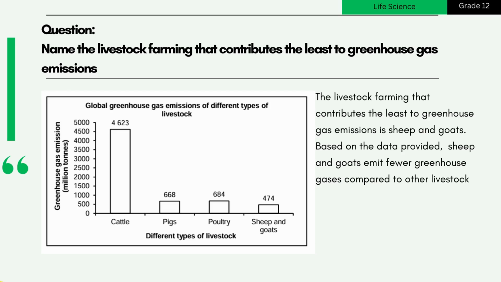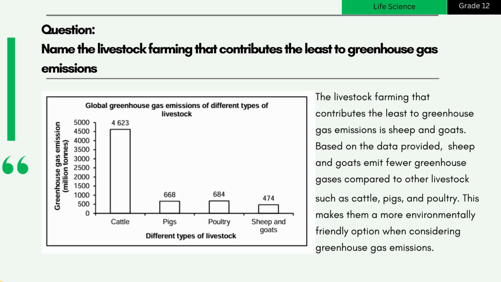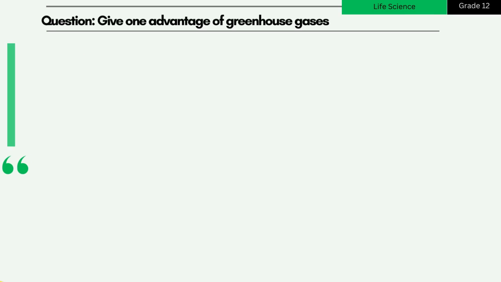Based on the data provided, sheep and goats emit fewer greenhouse gases compared to other livestock such as cattle, pigs, and poultry. This makes them a more environmentally friendly option when considering greenhouse gas emissions. Question: give one advantage of greenhouse gases.